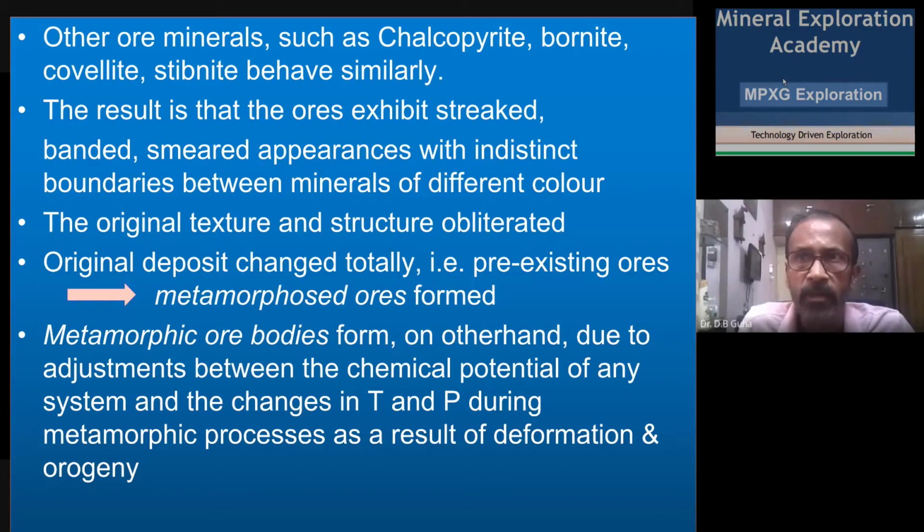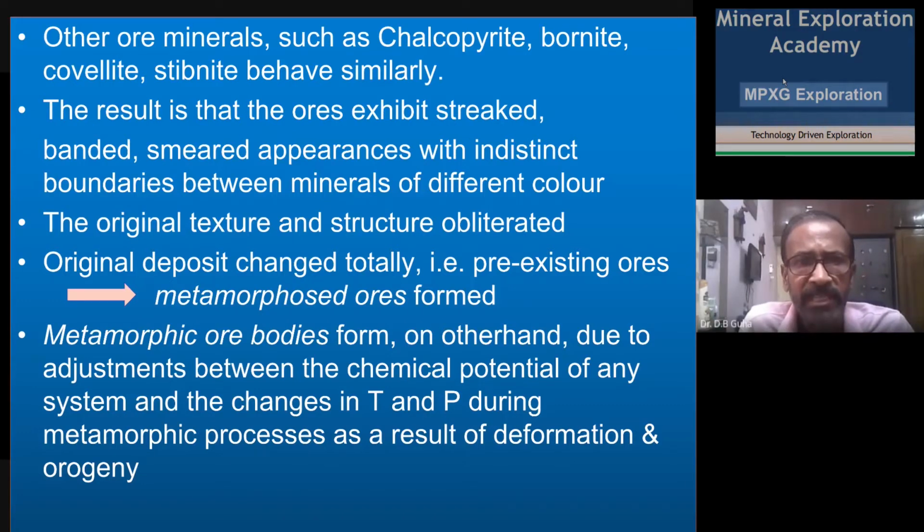They are the deposits formed due to the change in the mineral composition of the pre-existing mineral because of the rise in the pressure and temperature condition and the activity of mostly water, H2O or CO2 as the case may be. So the result is that the ores exhibit streaked, banded, smeared appearances with indistinct boundaries between minerals of different color. That means this ore will be, as I have said, because of the flowage, streaked and banded in nature because of the schistosity or the gneissosity developed. They will be smeared in the rock type throughout the foliation with indistinct boundaries. The boundaries will not be very distinct between the different minerals.